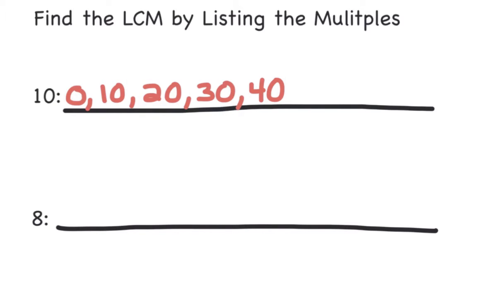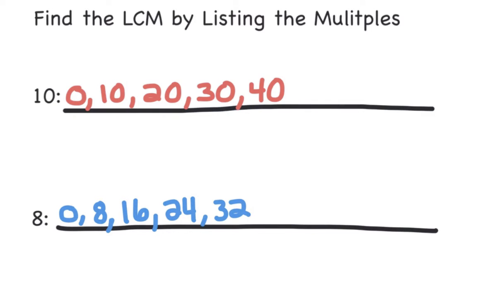Now let's list the first 5 multiples of 8. 8 times 0 is 0. 8 times 1 is 8. 8 times 2 is 16. 8 times 3 is 24. 8 times 4 is 32.